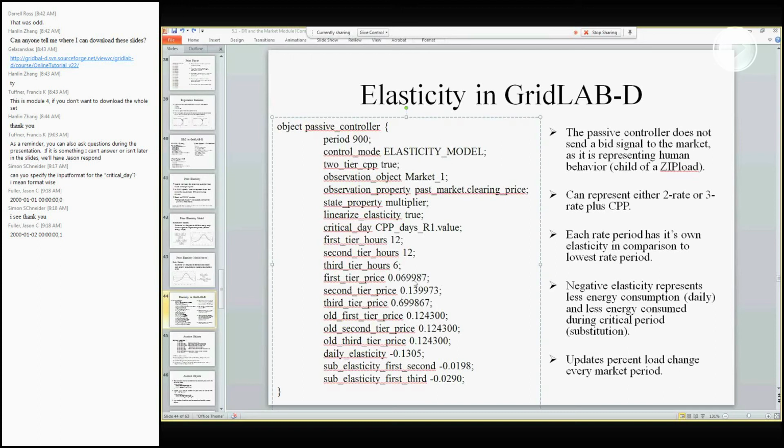But notice that's about a factor of 1 to 2 to 10, and it's that factor that actually is determining how these are going to respond. And then we actually specify the elasticity values. So in this case, we have about a 13% elasticity on the consumer himself, and much lower substitution elasticities, and that really defines how this particular passive controller will respond.